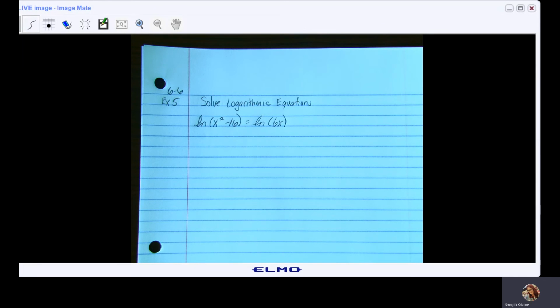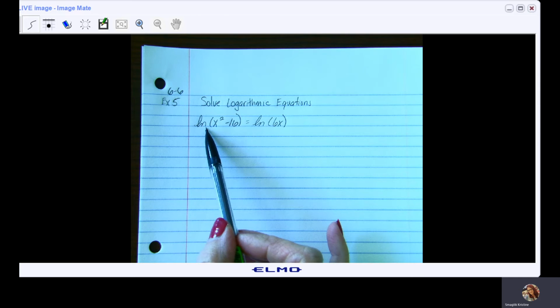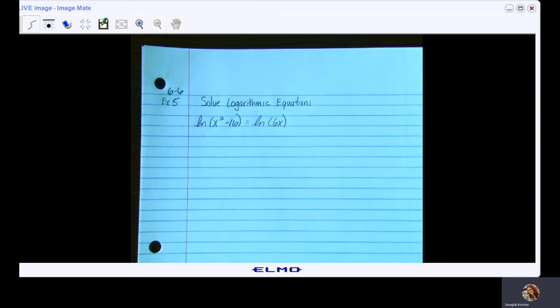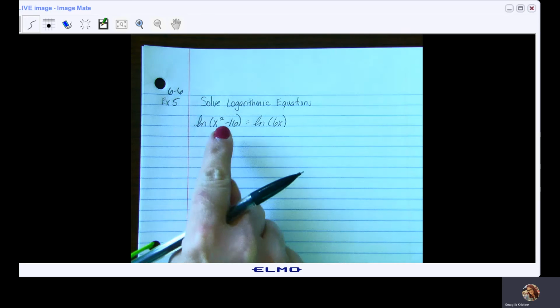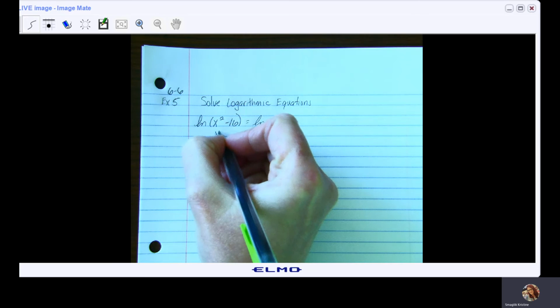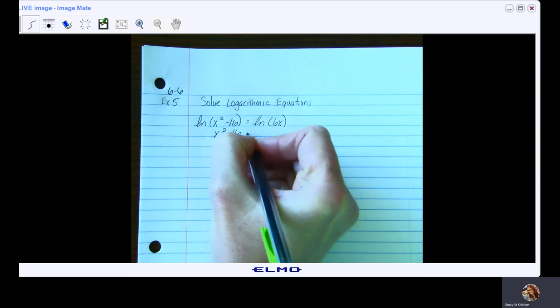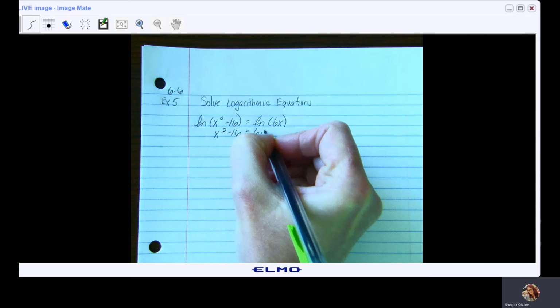And we are in topic 6.6, example 5, and we are going to solve logarithmic equations. So, considering our property of equality for logarithms, if I have the same logarithm, with the same base, e, that would mean that our argument would have to be the same as well. So, therefore, if I'm going to solve for x, I can just set the arguments equal to each other. x squared minus 16 equals 6x.